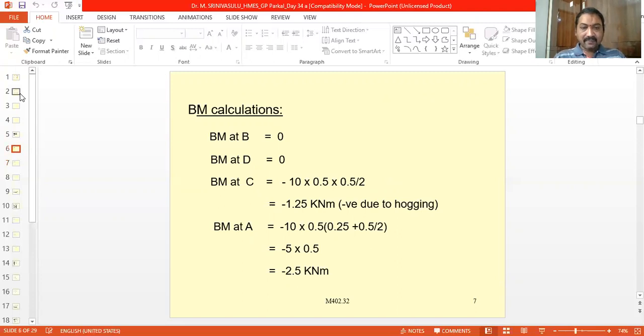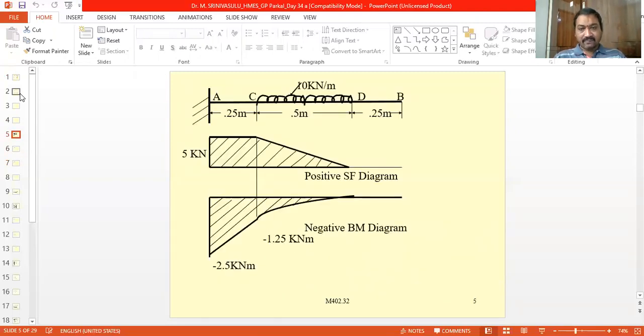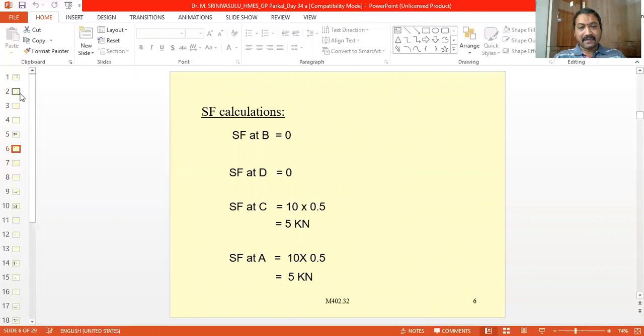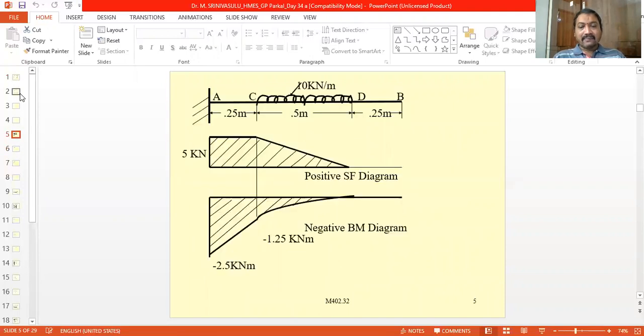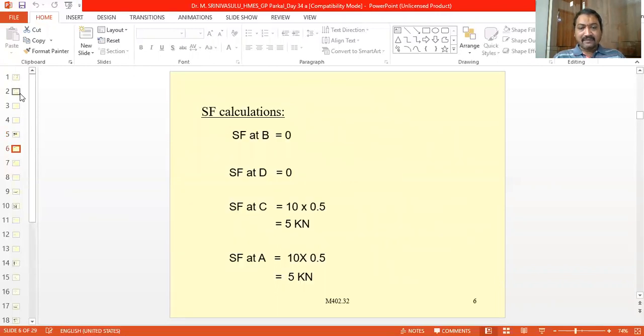The BM at the free end will be 0. For the cantilever, BM is equal to 0 at the free end, and even at the point D there is no other load, so it is 0. So the bending moment at point D is also 0.